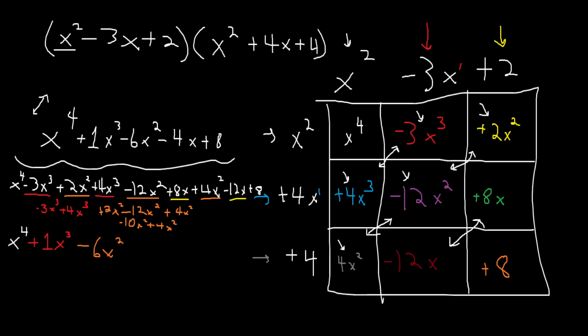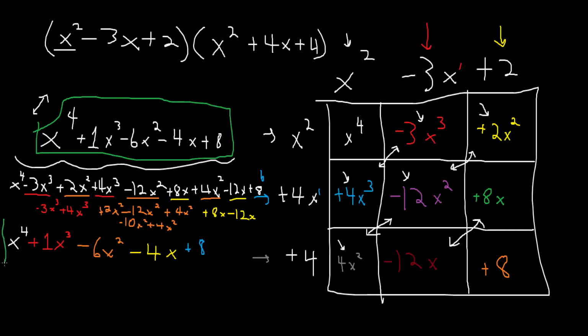Okay, so far, so good. Now, last, we've got the plus 8x minus 12x. So 8 minus 12, that's going to be negative 4x. And then, of course, way over here on the blue, we've got plus 8. So we'll write plus 8. And as you can see, this guy and this guy are the exact same.